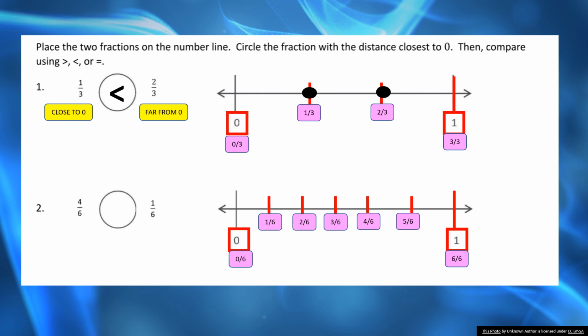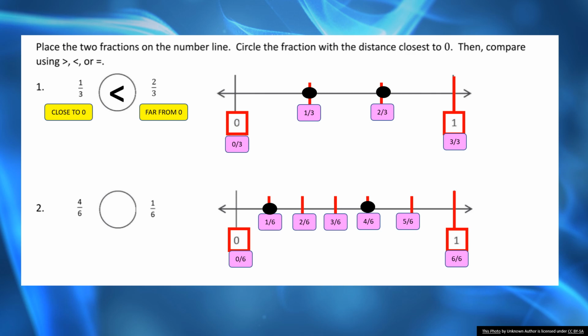Now we need to plot the two fractions that we're comparing. So first fraction I see is 4 sixths. So I'm going to place a dot to plot 4 sixths. So I'm going to go ahead and put a dot right there above 4 sixths. I just plotted 4 sixths. Now I also need to plot or place a dot on 1 sixth. So let's go ahead and plot 1 sixth.